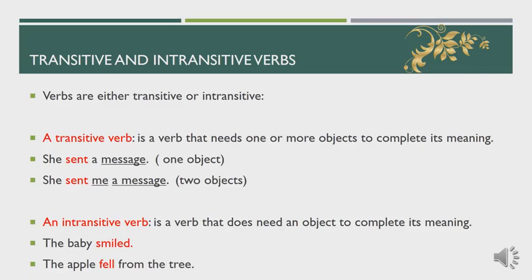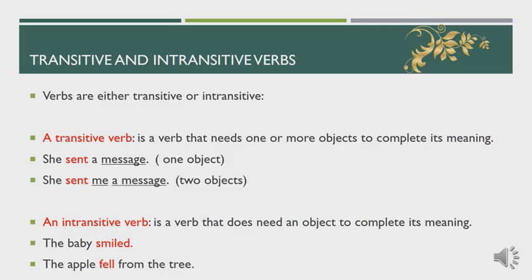On the other hand, an intransitive verb is a verb that does not need an object to complete its meaning. It means that after the intransitive verb, we do not have N. We do not have an object. We might have an adverb, which is optional, but we do not have an object after the intransitive verb.